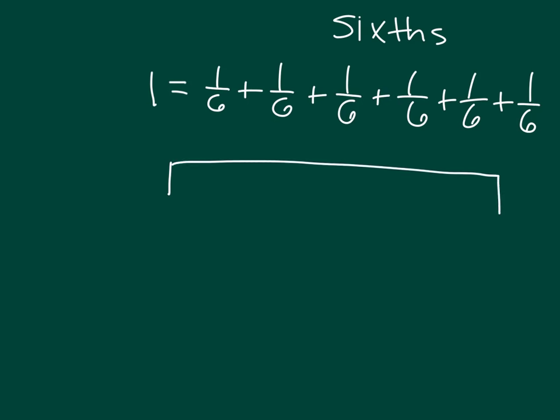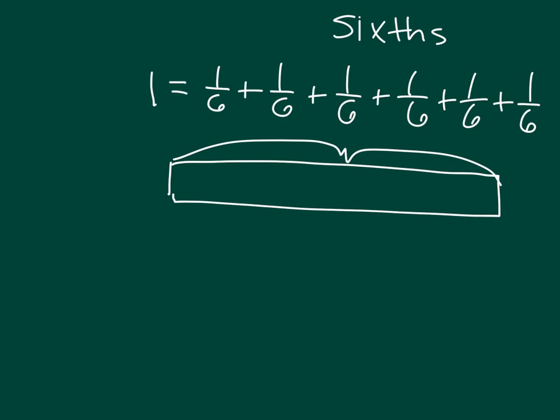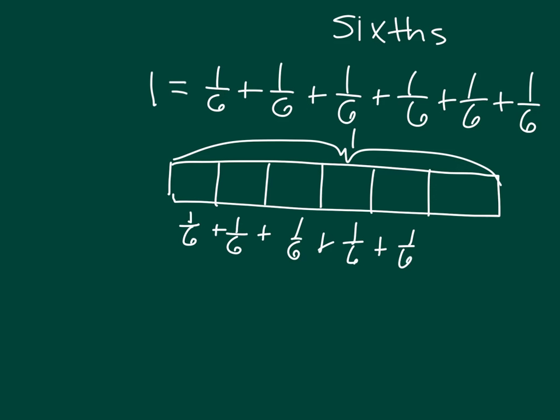Let's draw it with that tape diagram just as before. Remember, we'll go ahead and label that 1, divide it into 6 parts. And each of those parts is worth 1/6. So that 1/6 plus 1/6 plus 1/6 plus 1/6 plus 1/6 plus 1/6 does equal 6/6, which does equal 1.